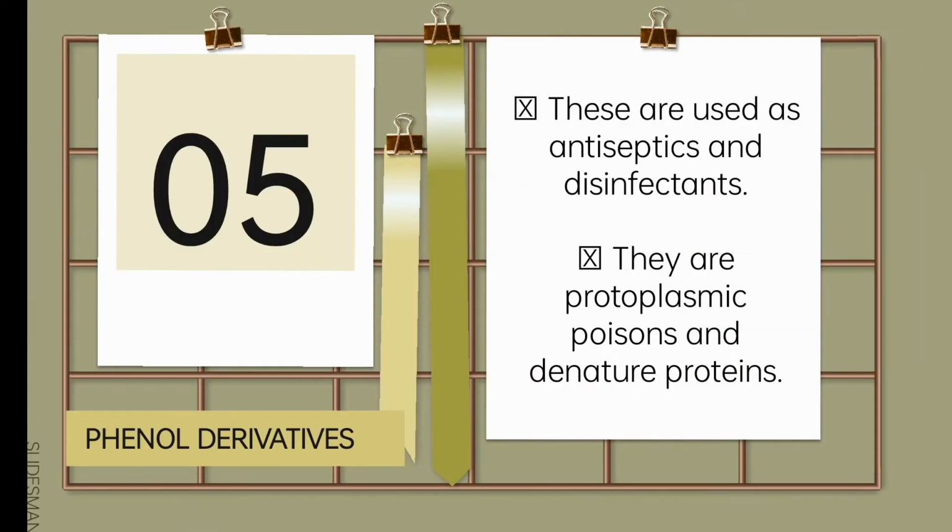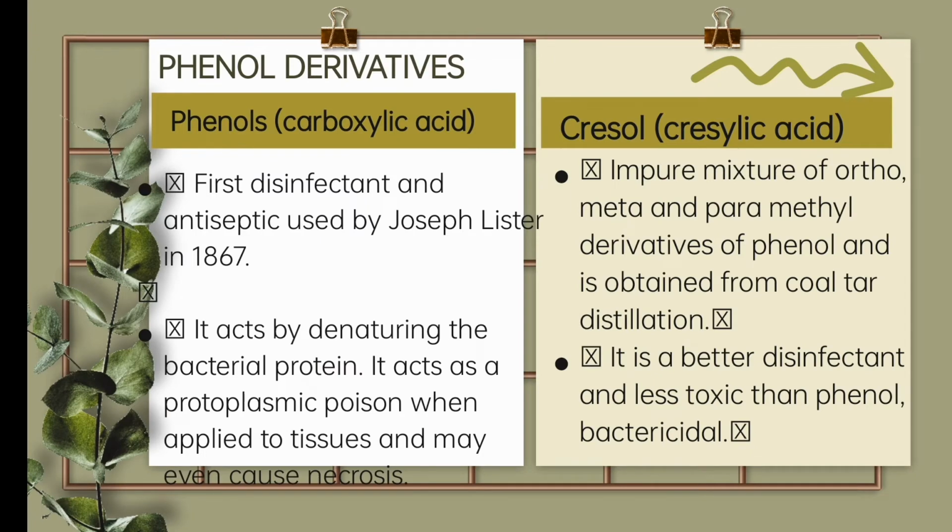Fifth, phenol derivatives. These are used as antiseptics and disinfectants. They are also protoplasmic poisons and denature proteins. Phenol or carbolic acid was the first disinfectant and antiseptic, used by Joseph Lister in 1867. Cresol or cresylic acid is an impure mixture of ortho, meta, and para methyl derivatives of phenol and is obtained from coal tar distillation.